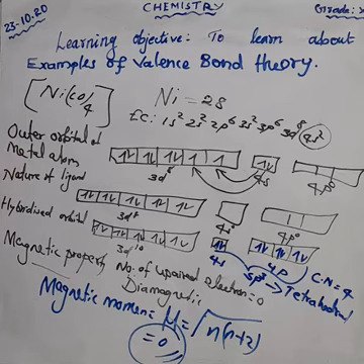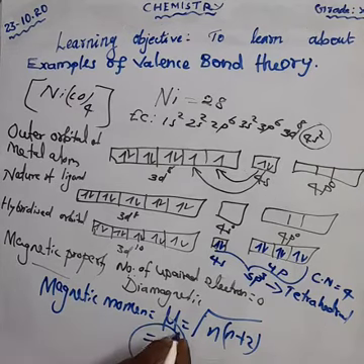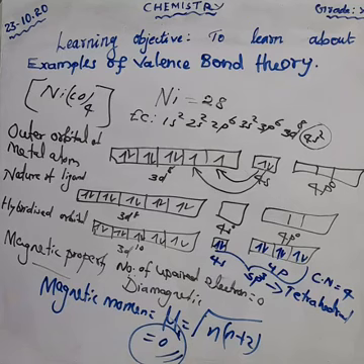We can use the formula mu s is equal to root of n into n plus 2. Here the number of unpaired electrons is 0. So what is your answer? We get 0 as the answer because all electrons are paired. Am I right? So this is an application, an example of VB theory.